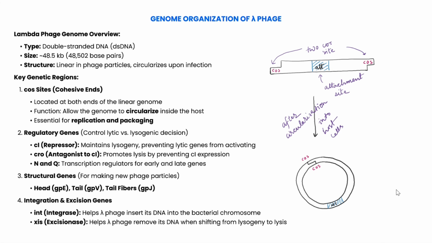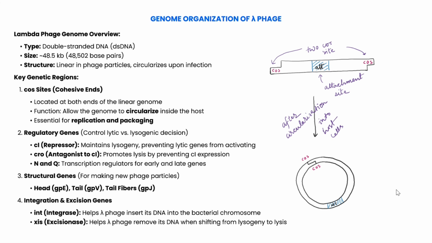Inside the phage particle, it's linear, as you can see in the image, with special sticky ends called cos sites. Once inside the host cell, the cos sites allow the DNA to circularize, making it ready for replication or integration. These cos sites are crucial because they ensure that the lambda phage genome can function properly within the bacterial cell. Without this circularization, the DNA would be unstable and prone to degradation.